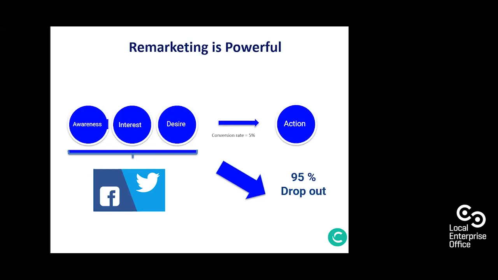If we see a lower rate than that, that generally tends to indicate, in the first instance, a non-performing website. But what that also means is that somewhere between 97 and 95 of every 100 people that visit the website will leave the website, never to return to that website again. So this is where remarketing comes in.